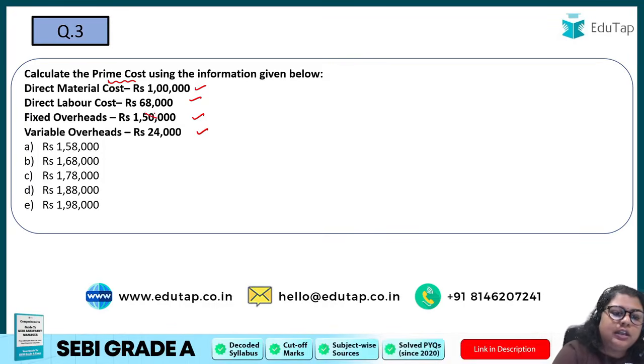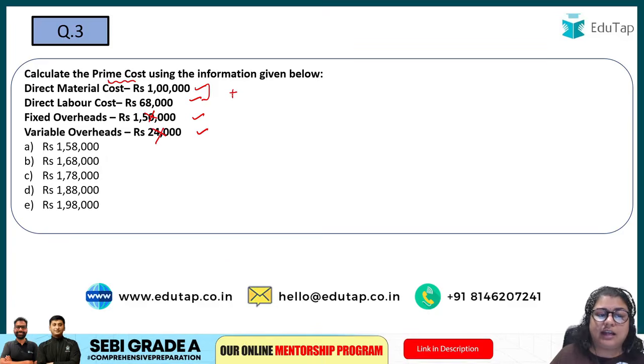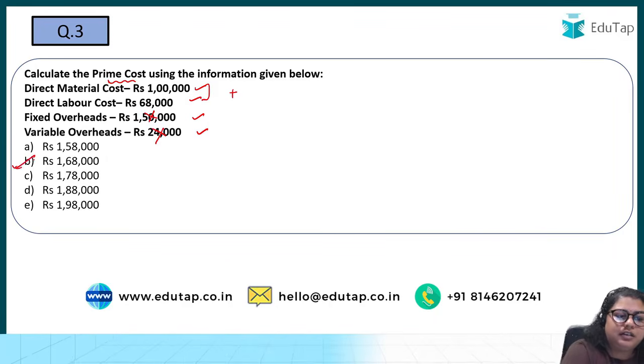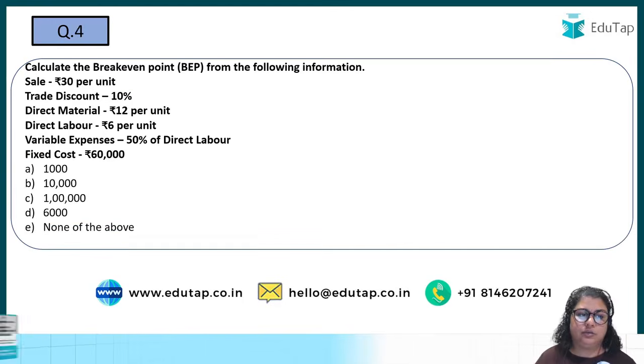तो ये दोनों include नहीं होंगे. Only the first two, that is 1 lakh plus 68,000, that will be how much? 1 lakh 68,000. That is option B is the correct answer. Right, I hope you have understood. Prime cost is the sum of all the direct costs and the overheads are not included, right? So 1 lakh plus 68,000, that gives 1 lakh 68,000.